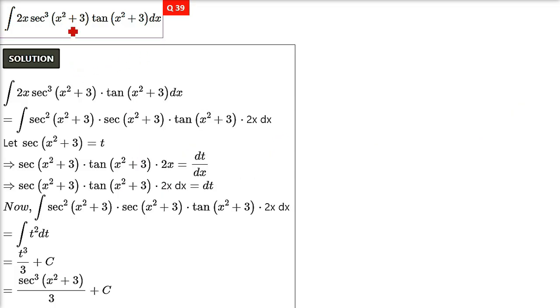Now how to write it is again important. So for that you can follow this scheme which is shown here. Just one thing: sec cube will be written as sec and sec square.